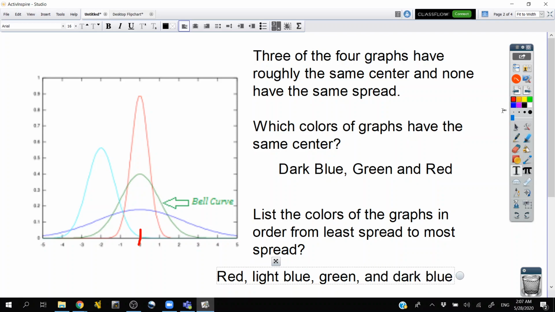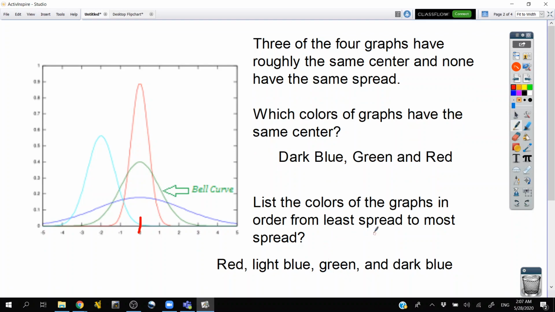But you can see what I'm thinking when I look at that, the least spread to most spread: we've got a center here, but how spread out is this stuff? Well, we've got a center here, but how spread out is this stuff? Well, this one is the most spread out. This one's the least spread out, and I think it's easy to see the rest.